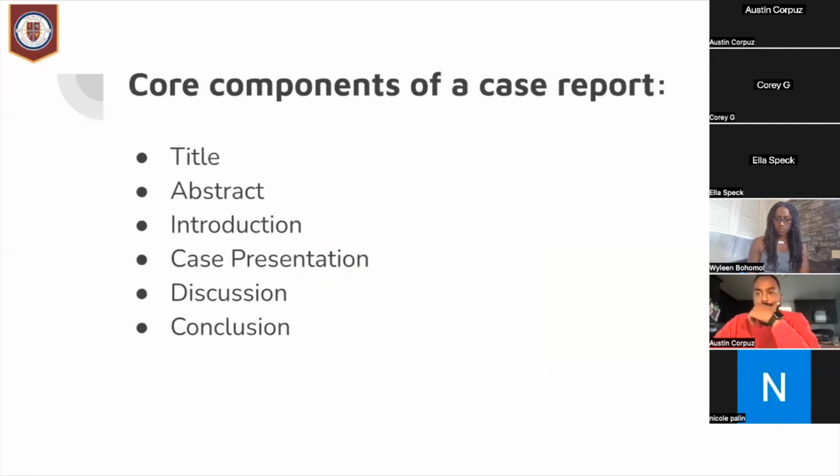So the core components of a case report are title, abstract, introduction, case presentation, discussion, and conclusion. We'll briefly go over what each section entails. Personally, when I write my case report, I find it easier to start with the case presentation, then move on to the introduction, the discussion, and lastly, the title, conclusion, and abstract. So I will be talking through this presentation in this format.